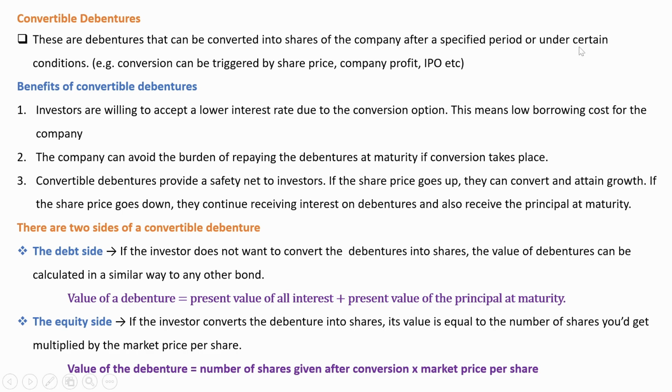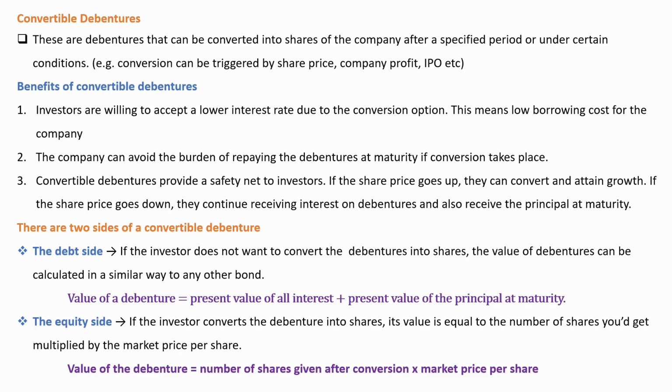It can also be under a certain condition. The company can tell the investors if the share price reaches a certain level, then you can convert the debentures into shares. Or if the company's profit reaches a certain level, you can convert. Or if the company goes public through initial public offer, IPO, then you can convert. In short, debentures can be converted after the given period of time or when the condition that is set happens.